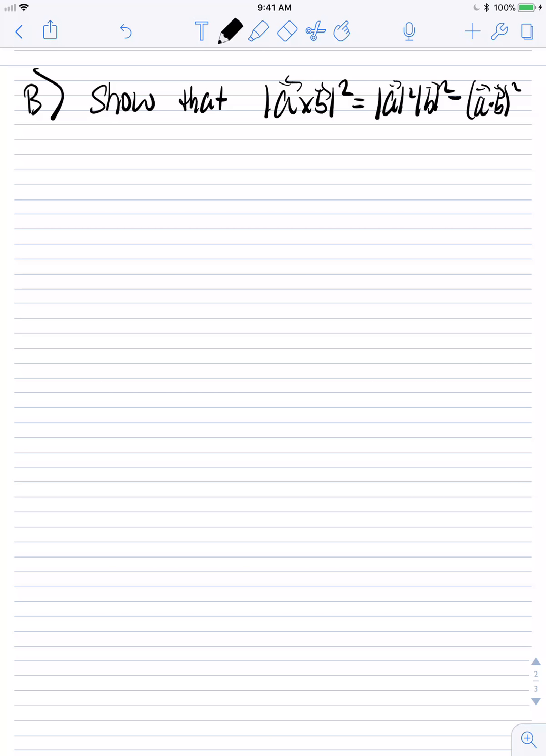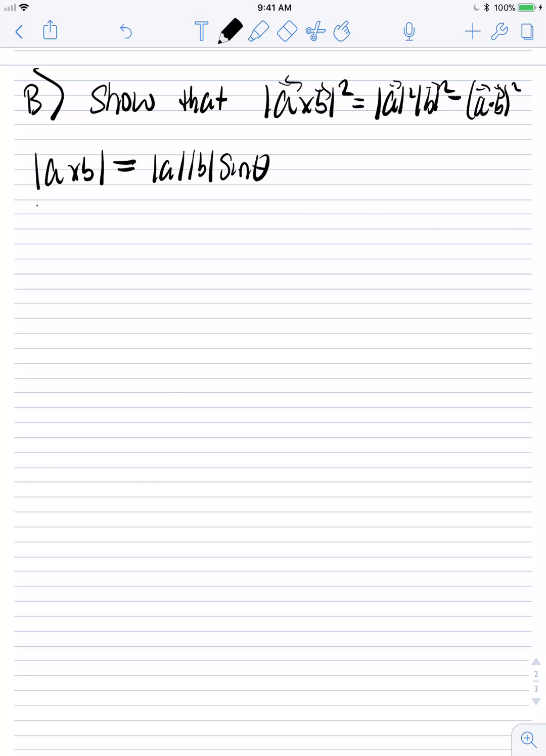So for part B of the first question, it wants us to show that the magnitude of a cross b squared is equal to magnitude of a squared times magnitude of b squared minus the dot product of a dot b squared. So to start, we need one formula where we know that a cross b magnitude will be equal to a b sine theta, but we have a square.